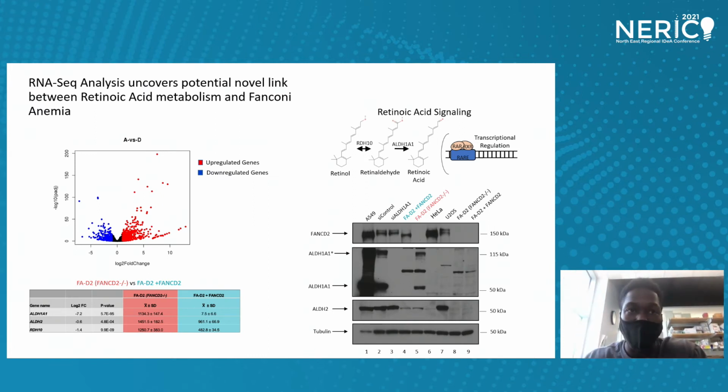And now you can see a volcano plot that depicts a total of 1,458 differentially expressed genes between the lines. Among many interesting findings, gene ontology analysis revealed differential expression of many genes of the retinoic acid signaling pathway. As retinoic acid signaling plays a major role in development, this pathway was of particular interest to us. 2 genes in particular that were significantly differentially expressed are ALDH1A1 and RDH10. RDH10 converts retinol to retinaldehyde, while ALDH1A1 converts retinaldehyde to retinoic acid. It's important to note that retinaldehyde is a potent genotoxin and can cause DNA damage and genome instability.